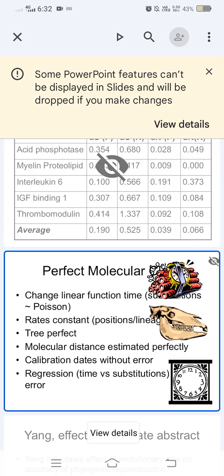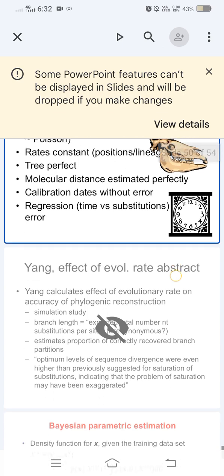Perfect molecular change is a linear function of time, with rate constant by position, a linear tree, and perfect molecular distance estimated perfectly, with calibration rates without error, giving a regression of time and substitutions.